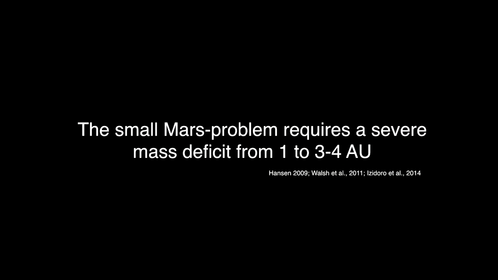So what the Hansen shows is that the small Mars problem requires a severe mass deficit beyond 1 to 3 AU. We have to deplete the inner solar system to get Mars right. So how can you do this?